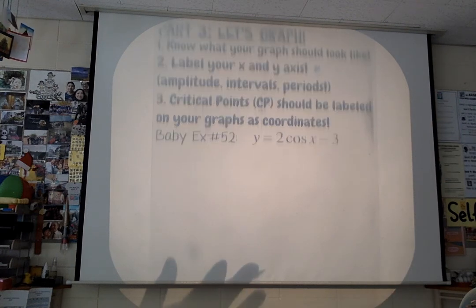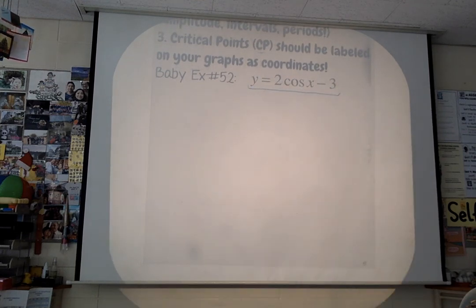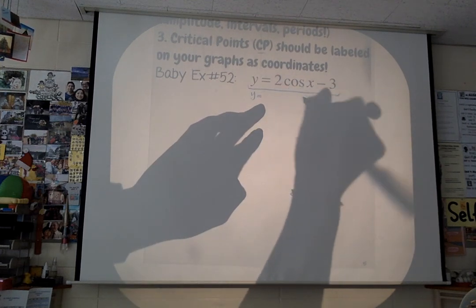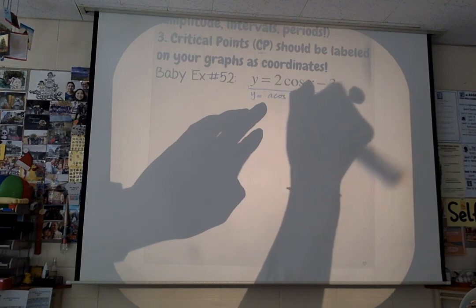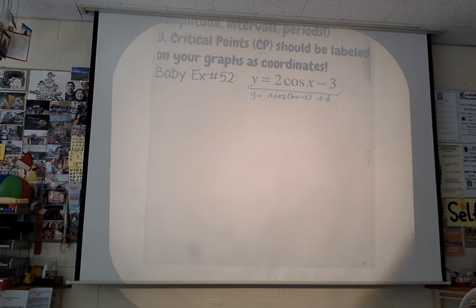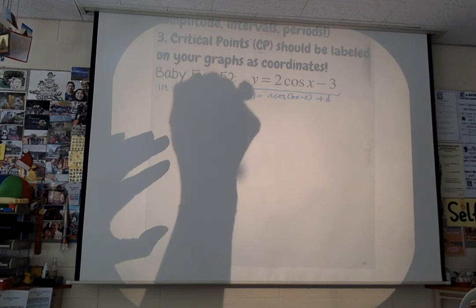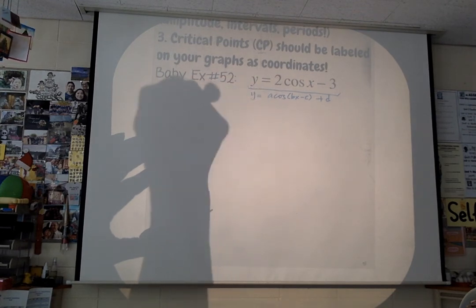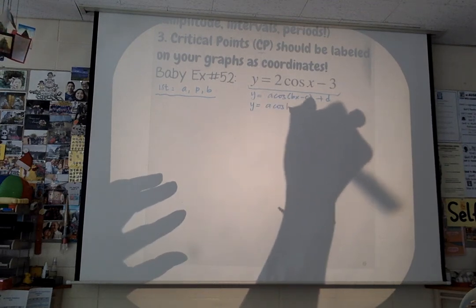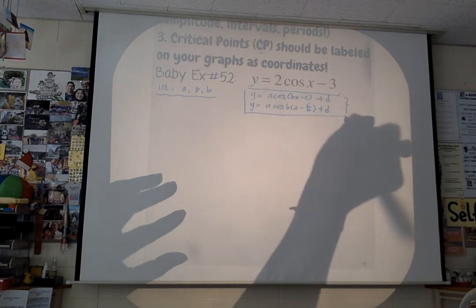We're going to start with the baby example, number 52 from your textbook, and it's y equals 2 cosine x minus 3. Just keep in mind the form: A cosine (bx minus c) plus d, okay? The first thing you do when graphing, I always use this method, a peanut butter. Also, don't forget to write this form: A cosine b times (x minus c over b) plus d, so you know the phase shift.